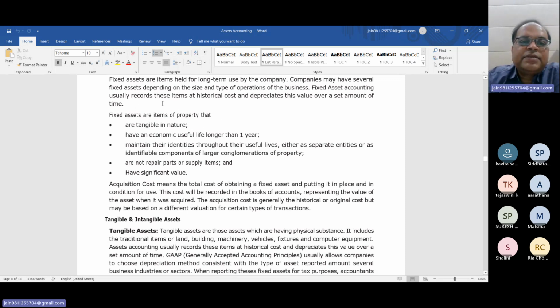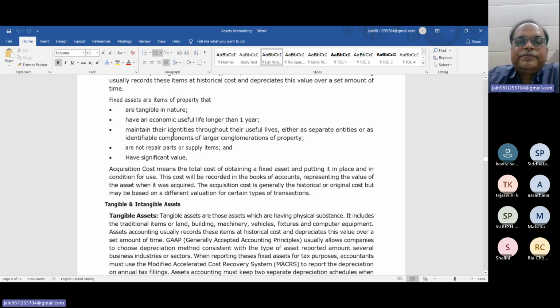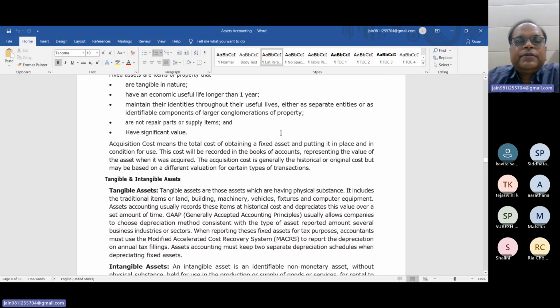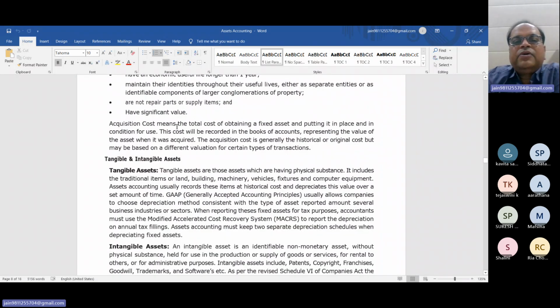Fixed asset items are property that is tangible in nature. Economic life is longer than 1 year. They maintain their identity for their useful life, either as a separate entity or as an identifiable component of a larger property or conglomerate. They are not repair parts or supply items, and they have a significant value.